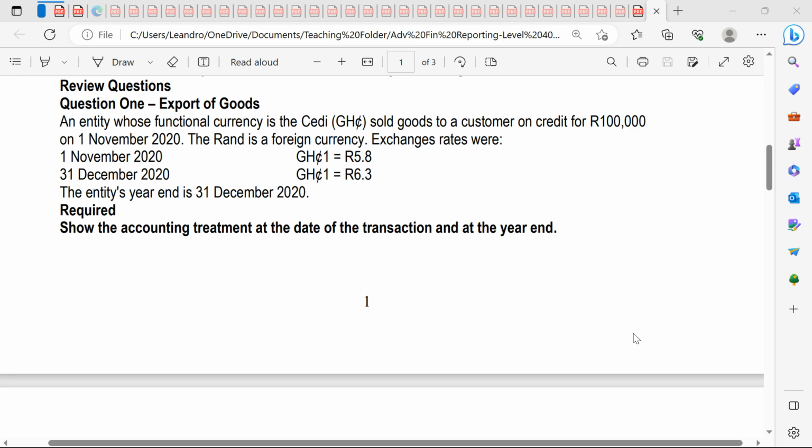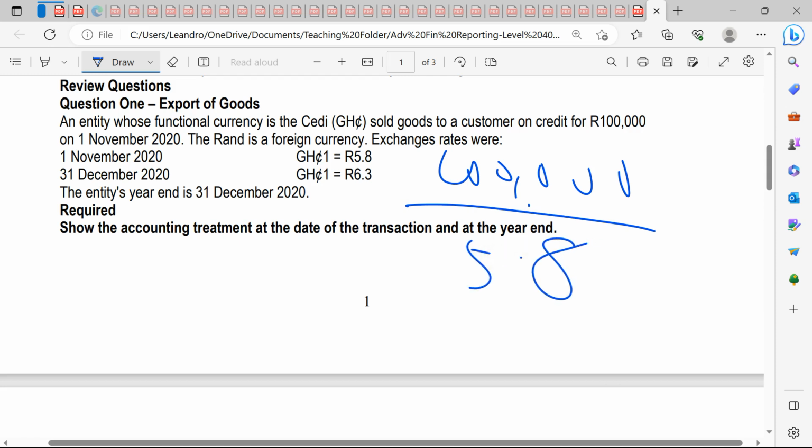So question one, an entity whose functional currency is Ghana cedi sold goods to a customer on credit, 100,000. Now, functional currency is Ghana cedi, and therefore the foreign currency is rand, 100,000 rand. And so the date of this transaction is 1st November, and the rule is to convert this transaction using the transaction date rate, which in this case will be the 1st November 2020 rate of 1 Ghana cedi to 5.8 rand. We did that in class, and so you're going to take the 100,000 rand and you divide by 5.8, and that should be giving you an answer.